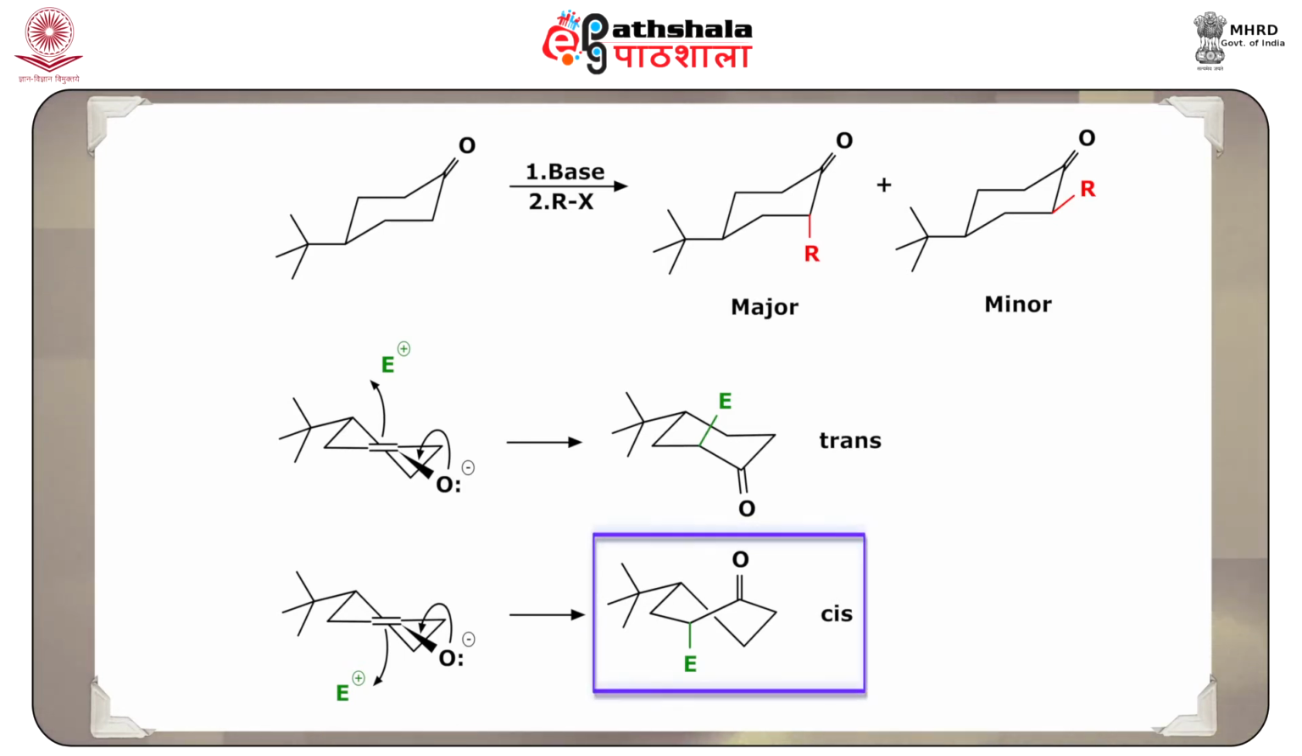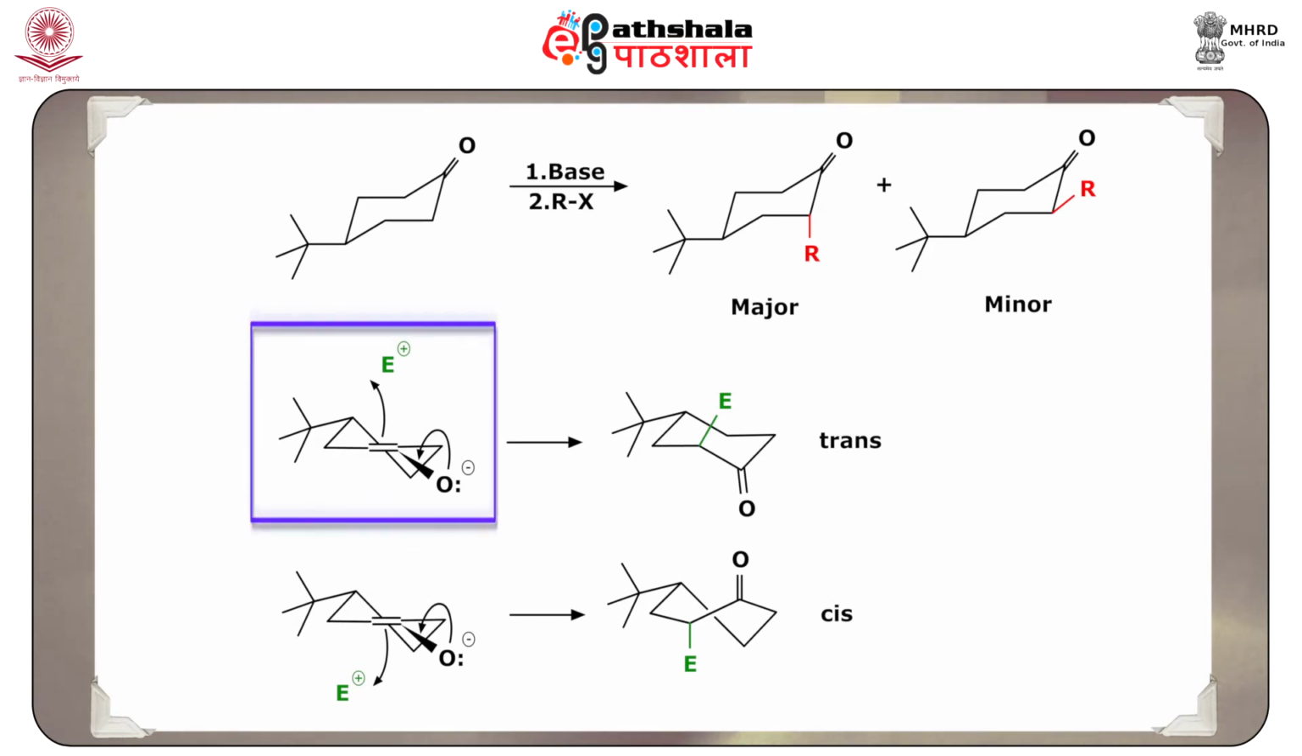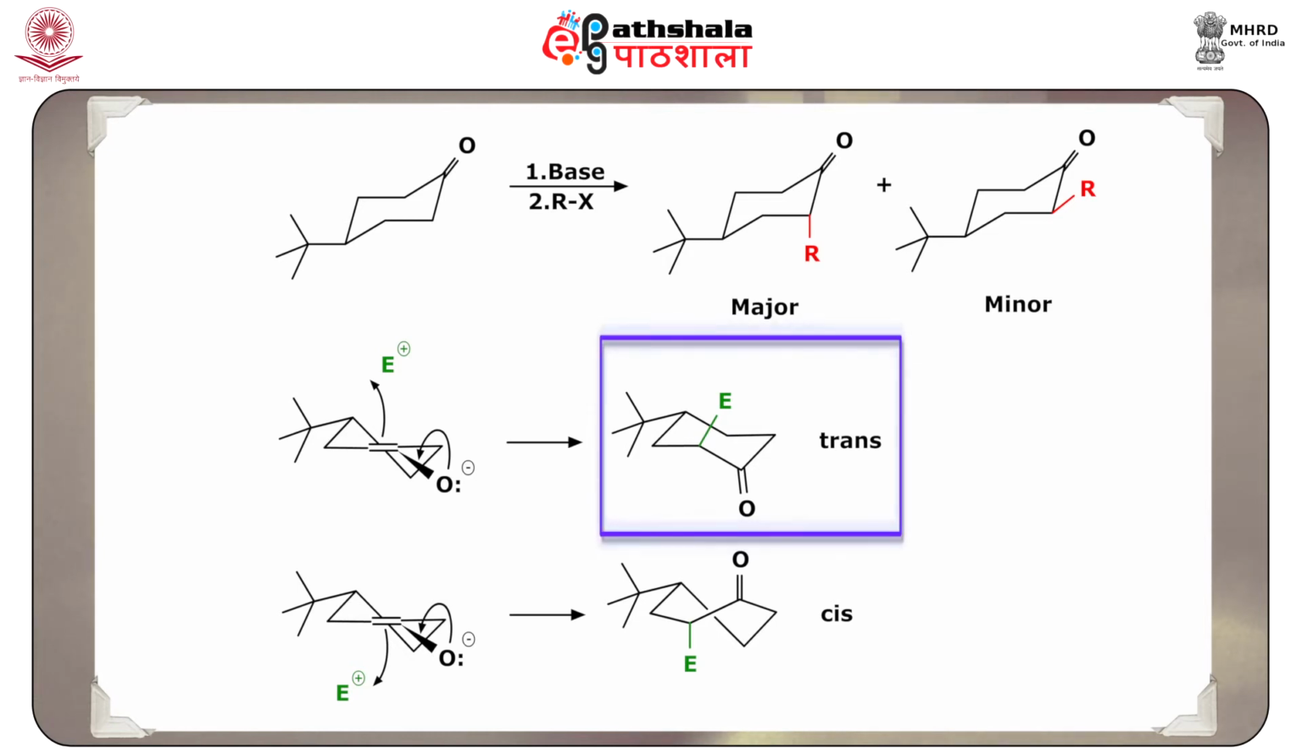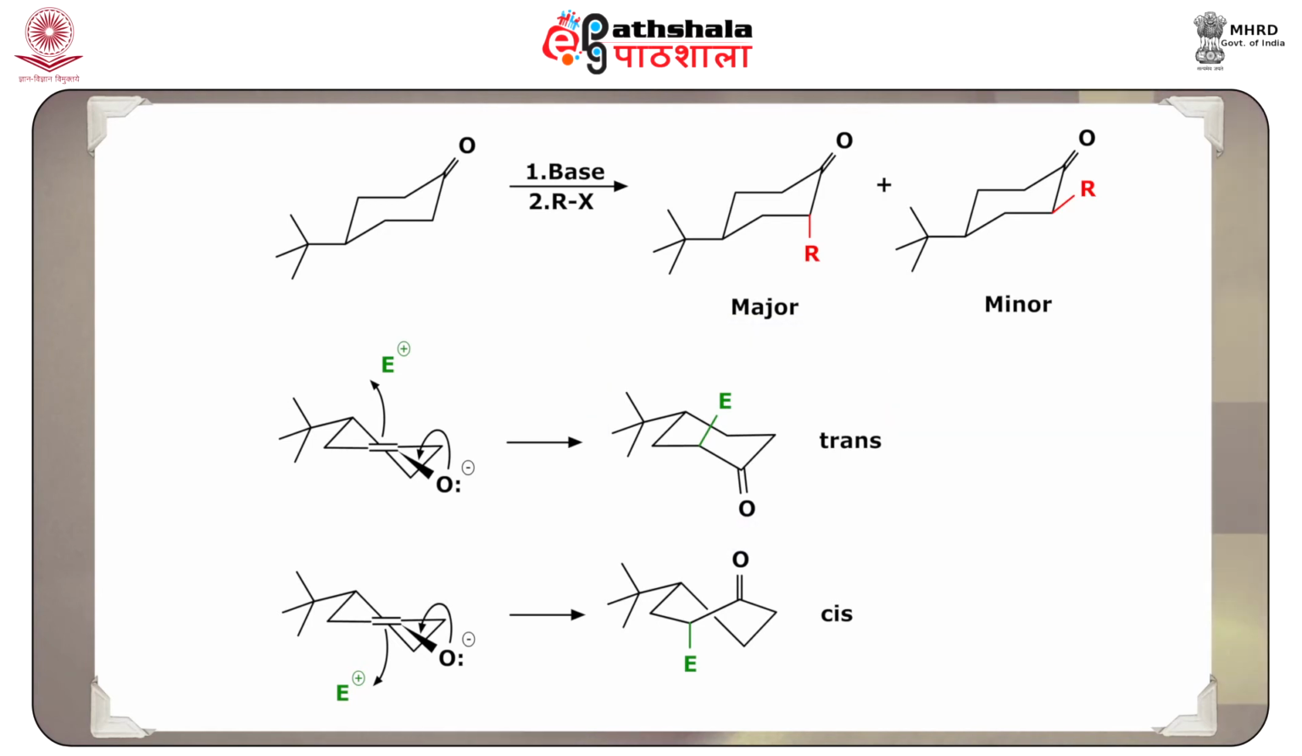The cis product is the thermodynamically more stable structure because the R group would be in equatorial position instead of axial position. The reaction proceeds via a chair-like conformation of the enolate when attack on the top face takes place, leading to a transition state with the ring still in a chair conformation. On the other hand, attack from the bottom face leads to the ring in a boat-like conformation, as you can see here. Hence, the trans product dominates due to the lower energy chair-like transition state, and thus depending upon the nature of the substrate, different products are obtained.